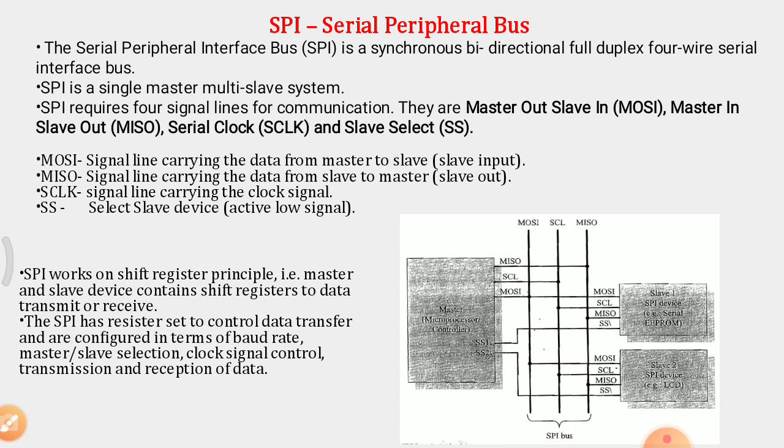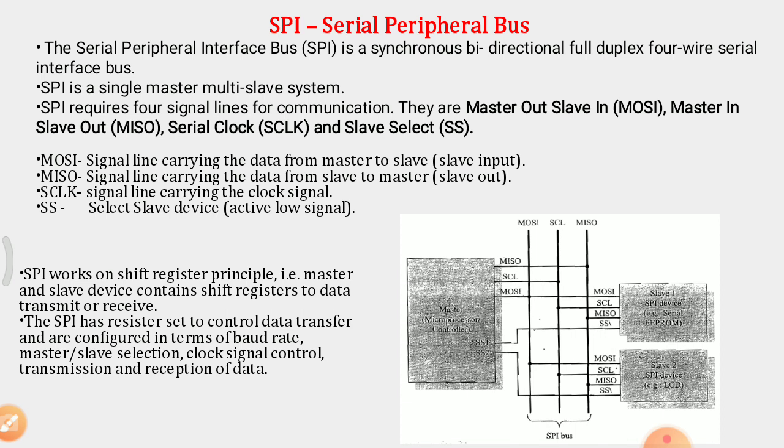So the address is going to be sent through MOSI, then the slave is going to respond on MISO. After communication is established between these two, depending upon the clock signals, the data is going to be sent, either read or write. So SPI works on shift register principles. That is, the master and slave devices contain shift registers to transmit or receive data.